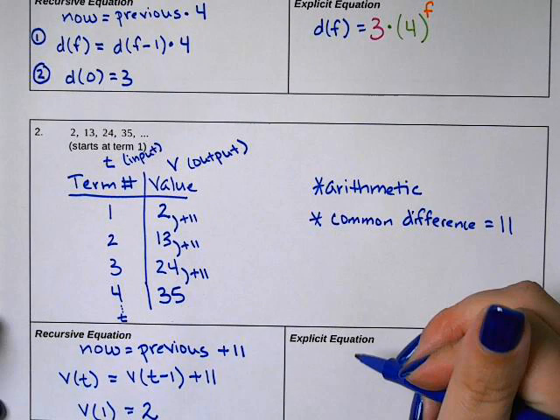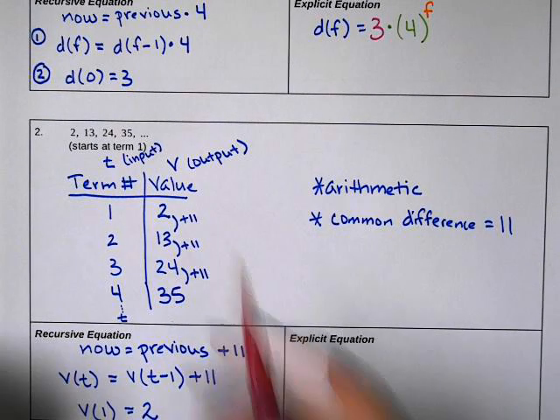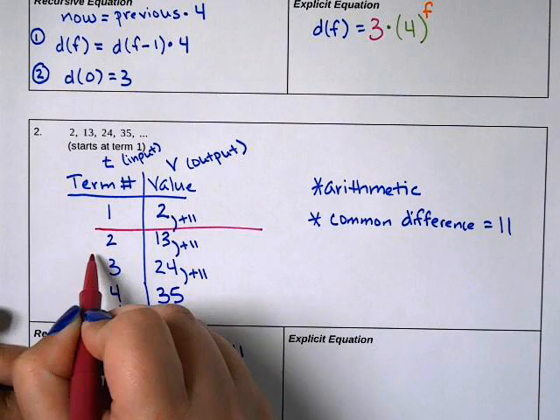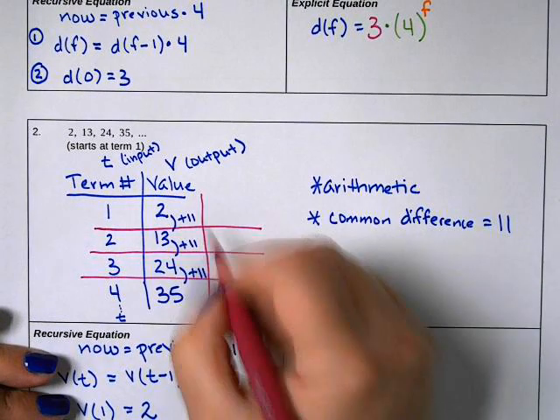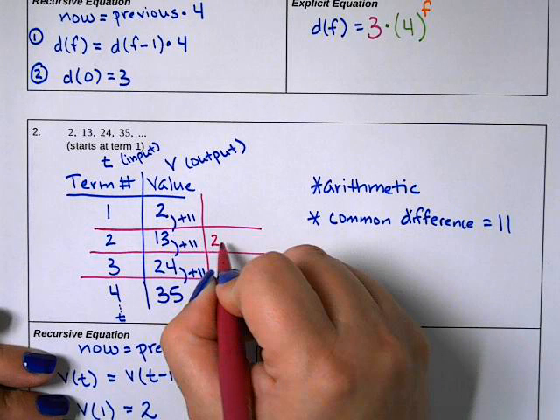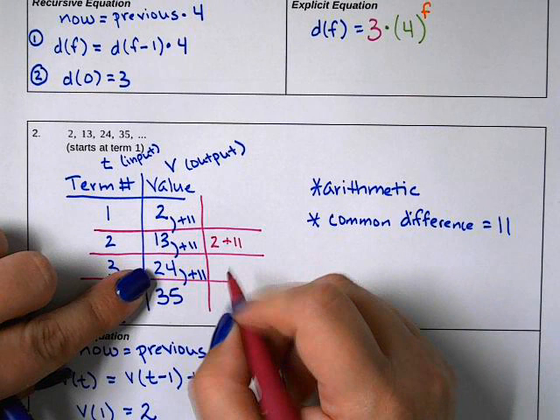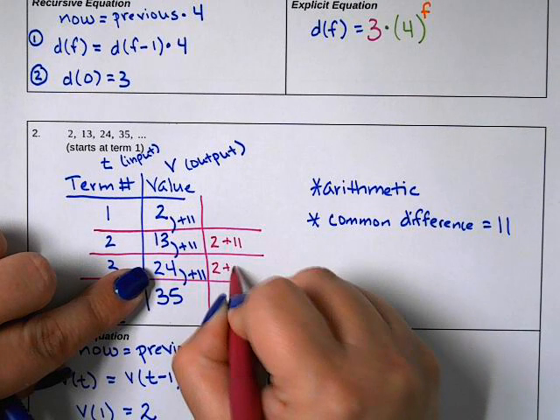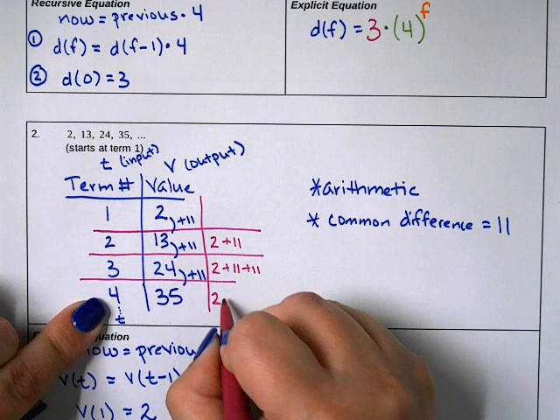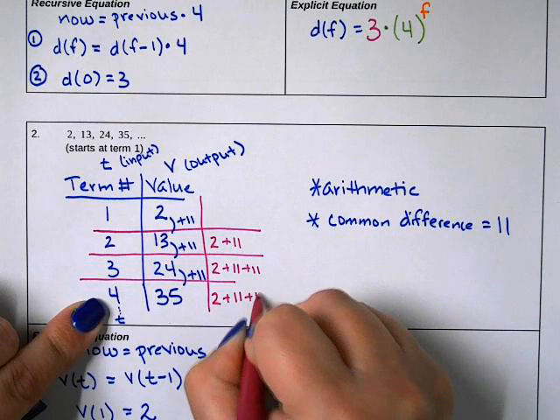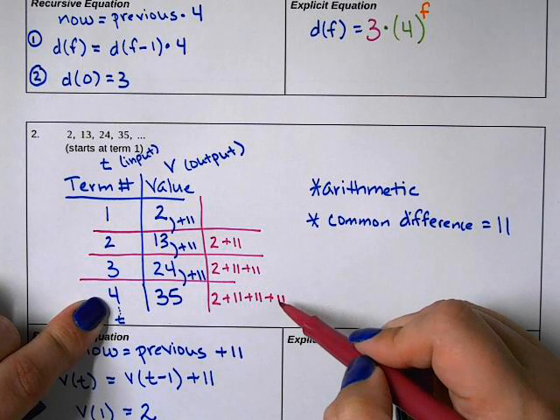Okay, in order to do the explicit equation, we're going to expand our table, and so I'm going to just draw in some lines here to expand my table out. All right, so to get to 13, I did 2 plus 11. In order to get to 24, I know that that's 2 plus 11 plus 11. And in order to get to 35, I know that that's 2 plus 11 plus 11 and plus another 11. So I had to add my common difference 3 times.